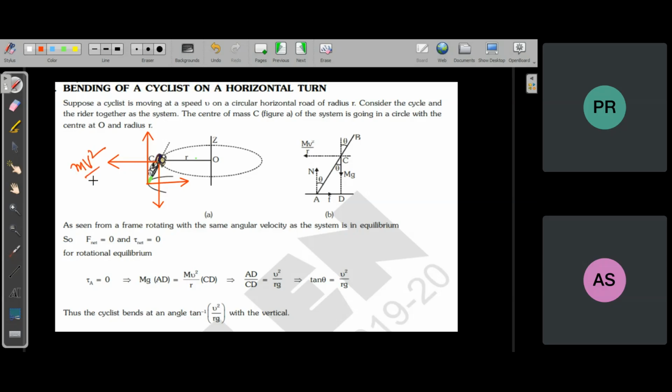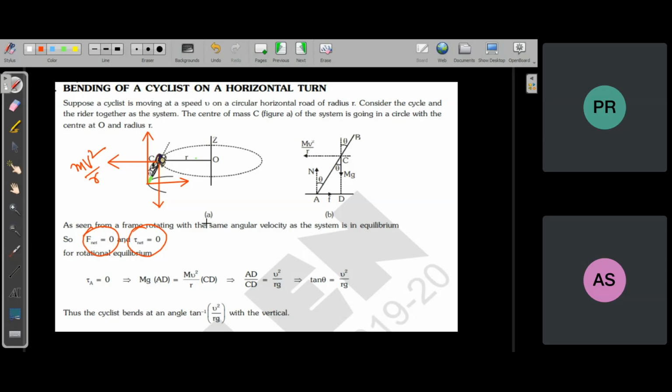Now suppose you are sitting on the cycle, the observer is sitting on the cycle. What is the observer saying? That the person is in rotational as well as translational equilibrium. Because when you are sitting on the cycle, you see that the cycle is at rest, first of all. So net force on the cycle plus cyclist must be zero. And second, the cycle plus the cyclist is not rotating about any axis, so net torque should also be zero. Net force zero, net torque zero.